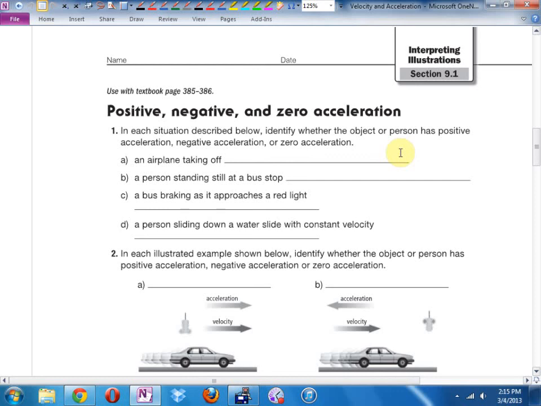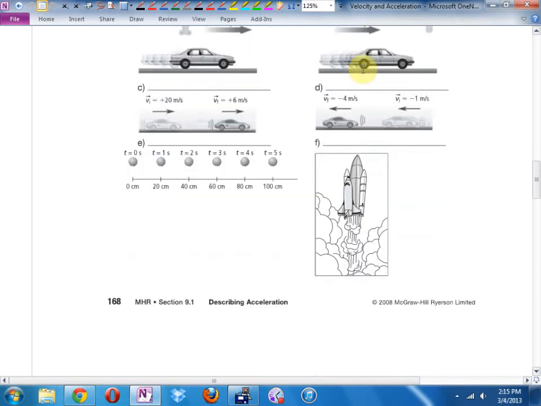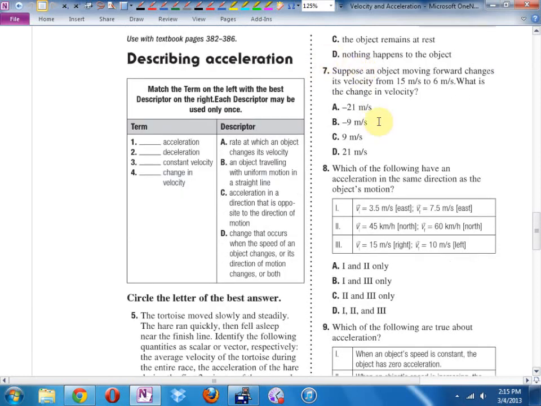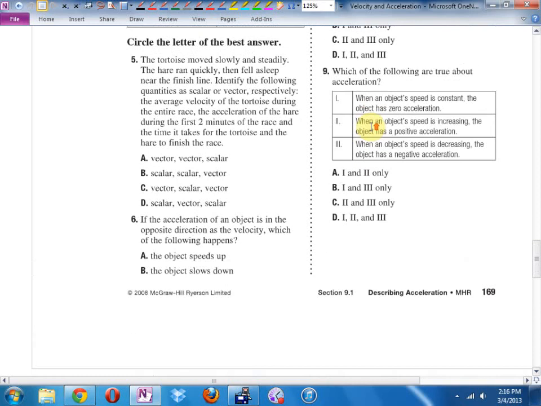What about slowing down or speeding up? If your delta V, your change in velocity, matches the same sign as your VI, then you're speeding up. You may be speeding up in the negative direction, but you're speeding up. Otherwise, you're slowing down. Number 2, in each example below, identify whether the object or person has positive acceleration, negative acceleration, or no acceleration. And then we have some multiple choice. I'll let you figure those out as well.